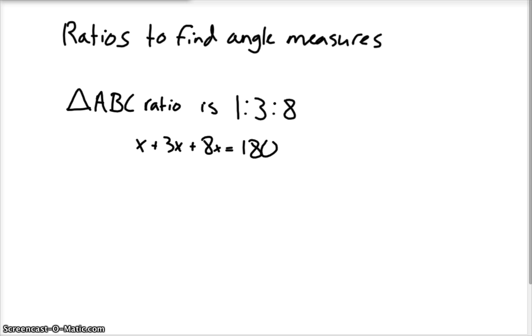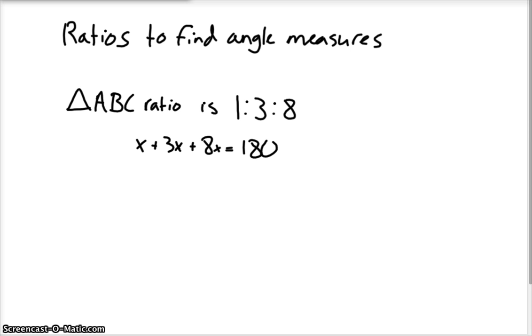Alright, next thing. This is probably new. Ratios to find angle measures. Now, it's going to be kind of confusing at first, but hopefully I can clear that up. So here's what the problem looks like. It says triangle ABC ratio is 1 to 3 to 8. Now, what is the angle? It's asking us what are the measures of the angles.